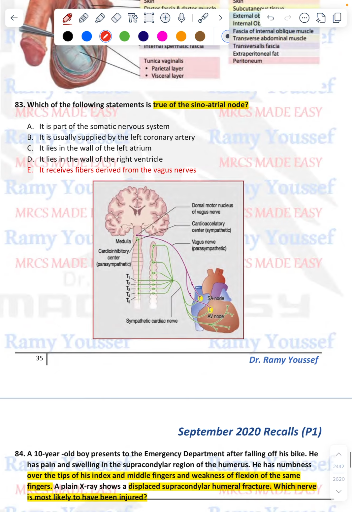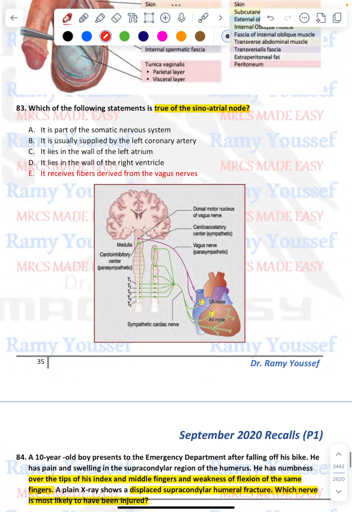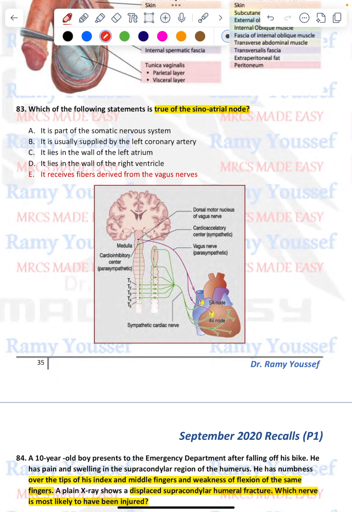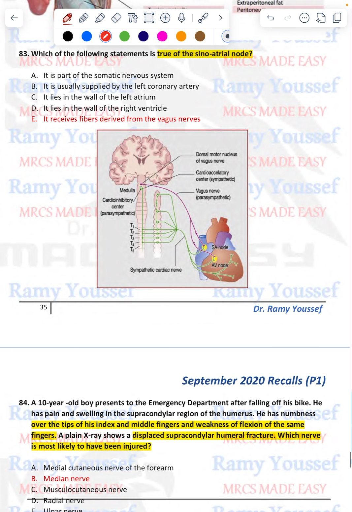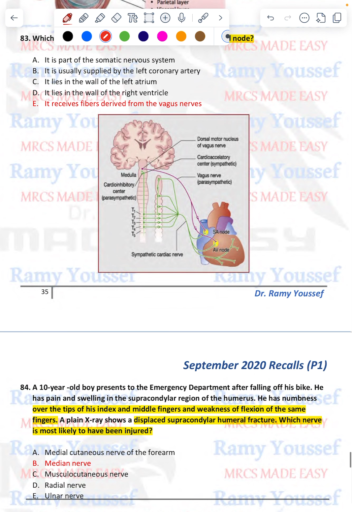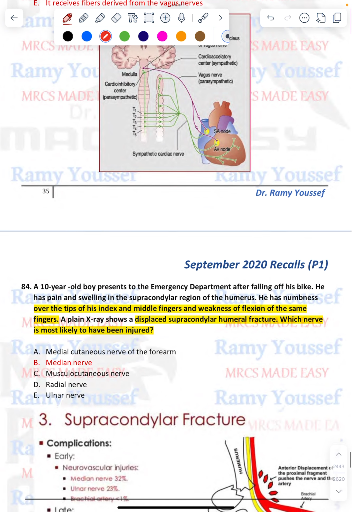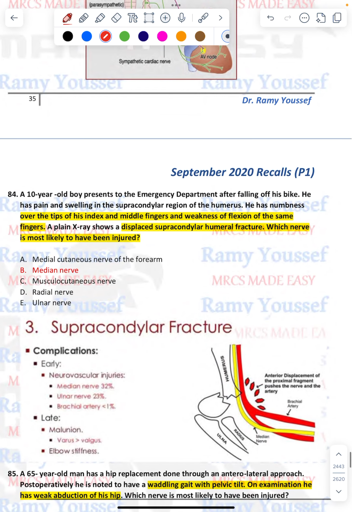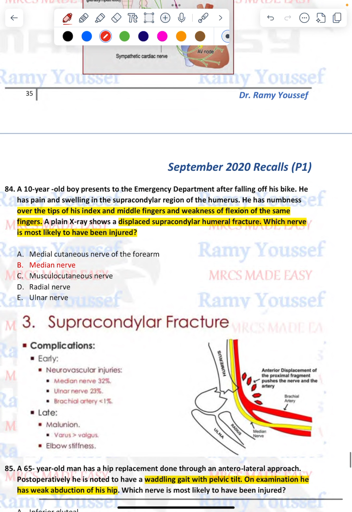A 10-year-old boy, falling from a bike, has pain and swelling in the supracondylar humerus. There is numbness over the tips of the index and middle fingers. Weakness of flexion of the same fingers. Plain X-ray displays a supracondylar fracture. Is this AIN or median nerve? AIN is not given, so it is the median nerve. So this is supracondylar fracture, median nerve most commonly injured.